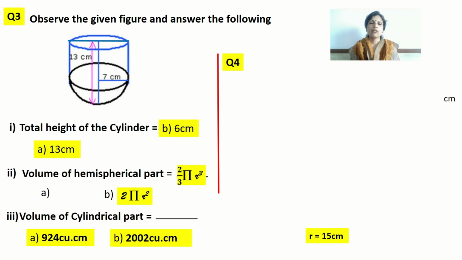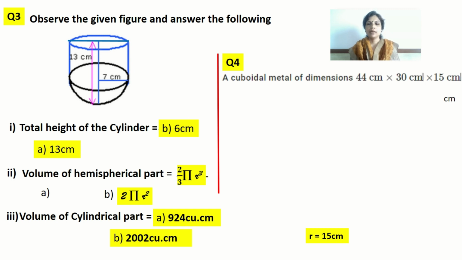Next is volume of cylindrical part. Now you should know the formula to find volume of a cylinder. That's pi r square h. Substitute the values into that. Find out the answer. For this you need a rough paper and a pen. So while giving the exam, you should be prepared with paper and pen so that you can solve, find the answer and tick the correct option. So here if you calculate, your answer will be 924 cubic centimeter. So this is a type of question wherein you have to observe the figure and fill in the blanks by selecting the correct option. Okay, next question.